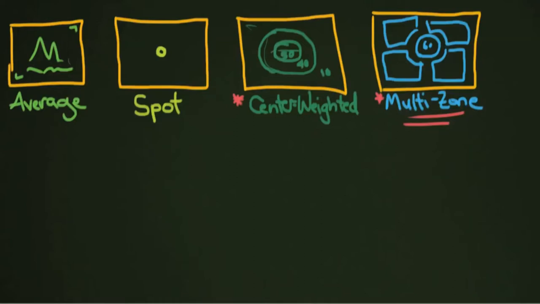Now, how do you actually read this? This is probably the more complicated part of it, or more the practical part of it. It's really important to understand how your light meter is reading the scene. You want to know what your light meter is seeing, but you also want to know how to read it.